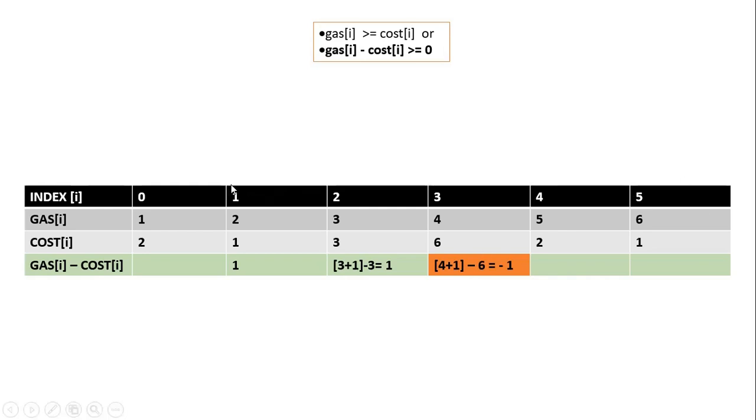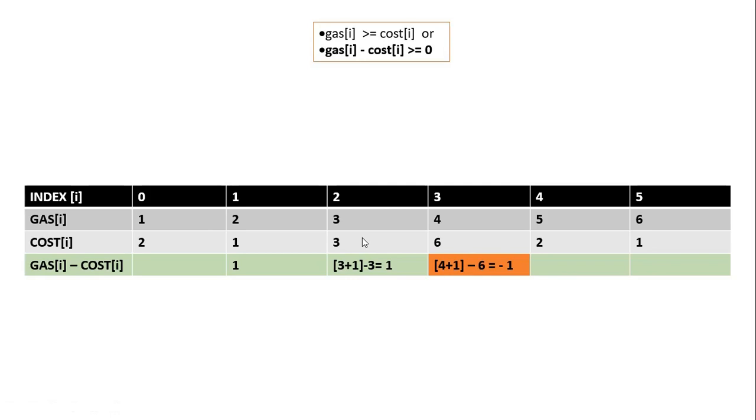That is, even though we started at 1 and at the second station the value of the difference between gas and cost was positive, still we cannot consider the second station as a starting point. Rather, we can simply start to compute our starting point from the next index, which is 4.